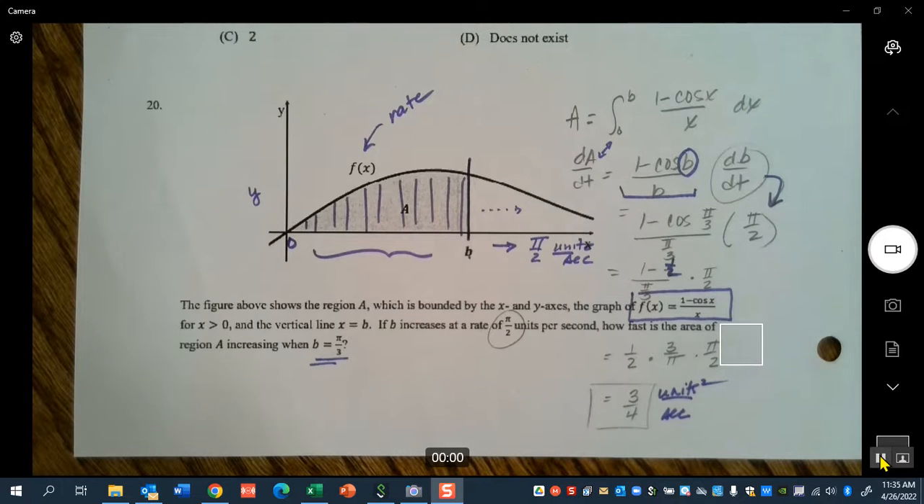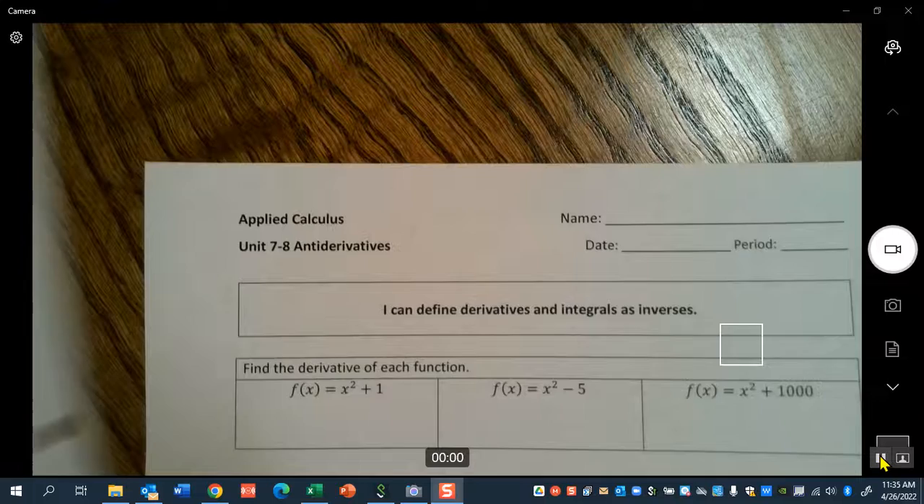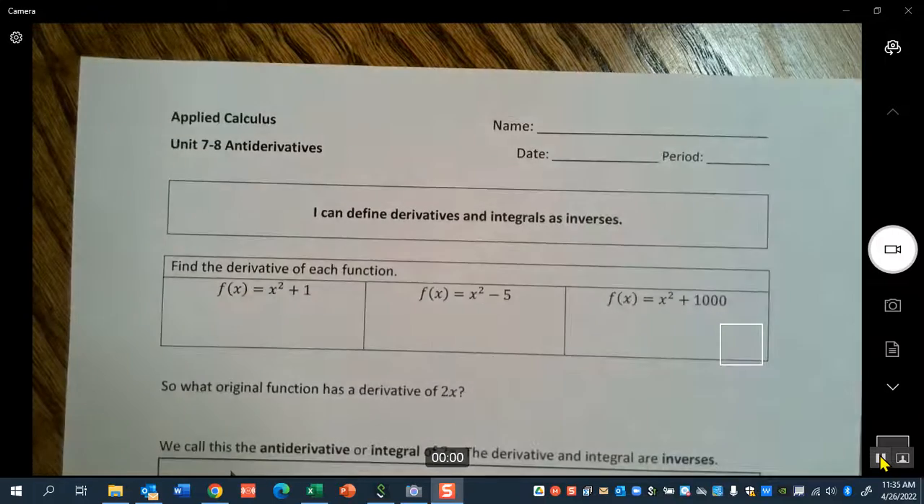All right, make sure you ask the substitute to now pass out to you this worksheet, and this will be our next lesson.